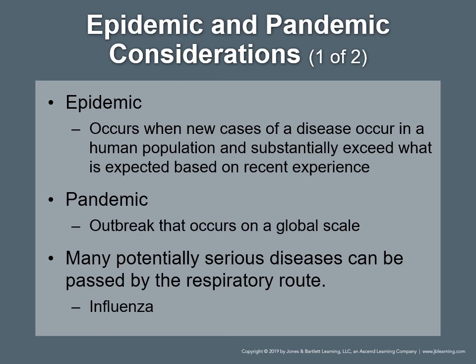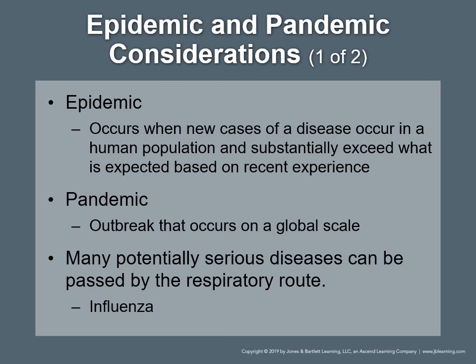Epidemic and pandemic considerations. An epidemic occurs when new cases of a disease occur in a human population and substantially exceed what is expected based on recent experience. A pandemic is an outbreak that occurs on a global scale. A flu pandemic occurs when a new influenza virus emerges for which people have little or no immunity. The disease can spread easily from person to person, cause serious illness, and be found in multiple countries in a short time. No specific vaccine is immediately available.